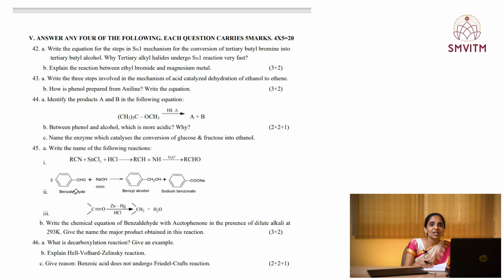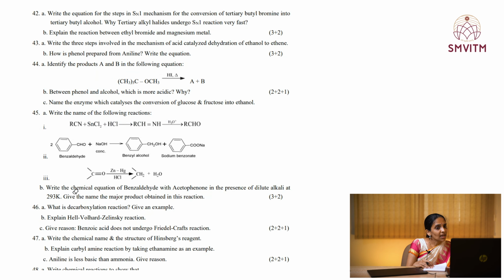You get ethyl magnesium bromide. Equation and the explanation is expected. 43A is a mechanism already discussed.